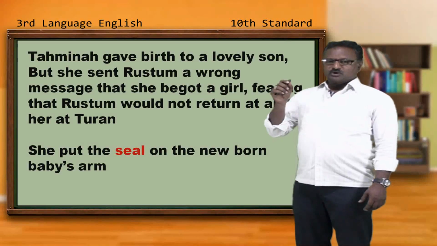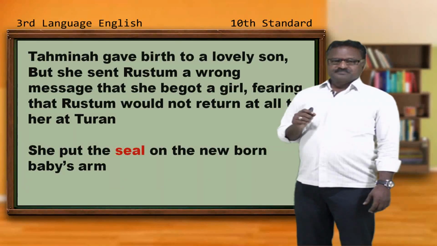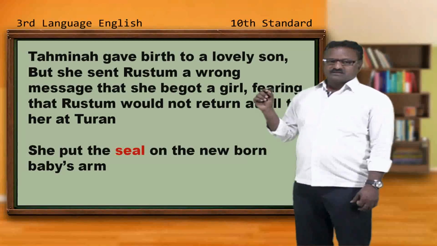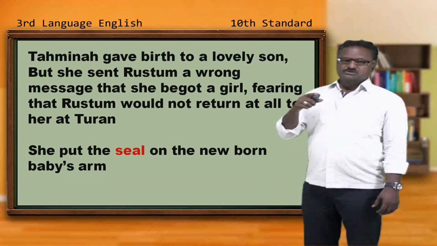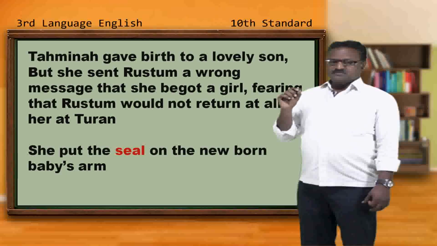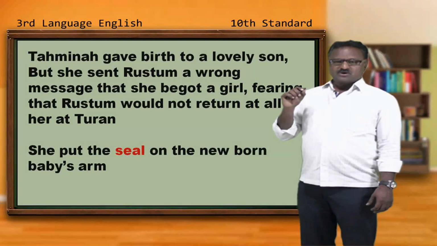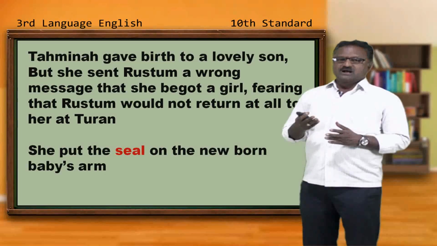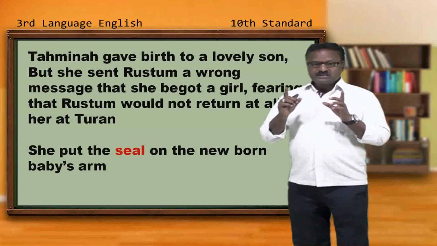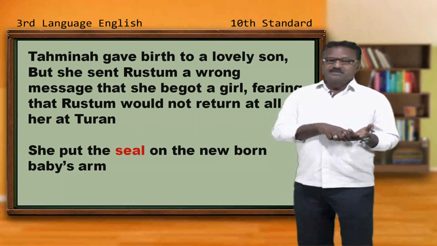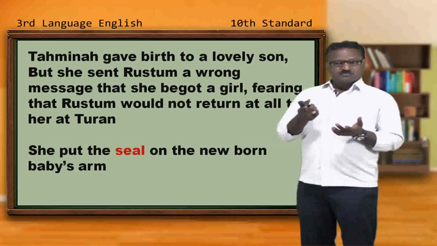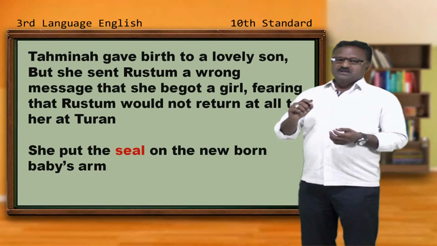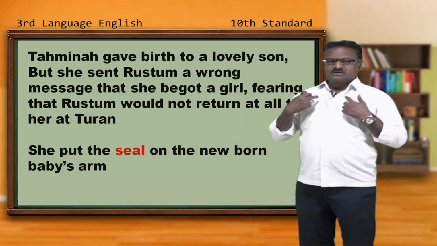So Tahamina gave birth to a lovely son, but she sent Rustam a wrong message that she begot a girl, fearing that Rustam would not return at all to her at Turan. So she put the seal on the newborn baby's arm. See, Rustam went. A few months later, Tahamina gave birth to a lovely son. She gave birth to a male baby. And Rustam had told both the conditions. If a male is born, put the seal on his arm. And if a girl is born, put the symbol to her neck.